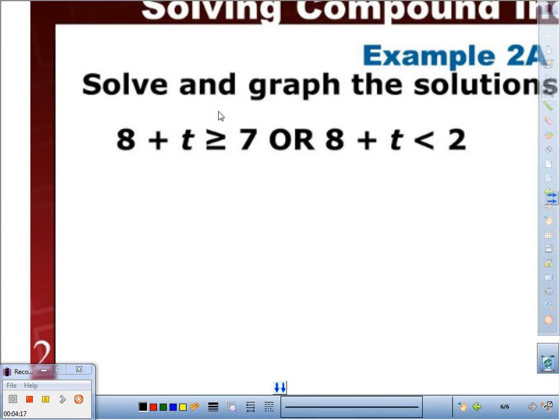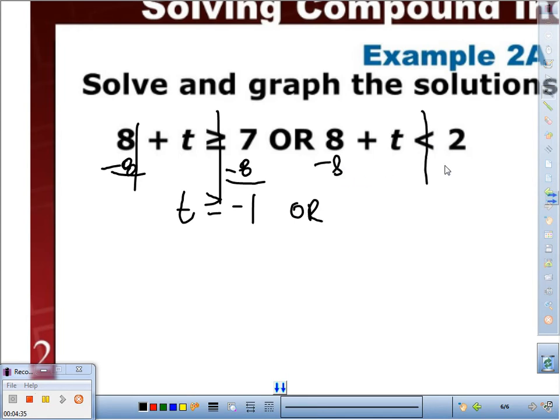So let me solve this. I would write my line down the inequality sign, subtract 8 from each side, and this becomes t is greater than or equal to -1. Or this one, minus 8 from each side, t is less than -6. Yes, any questions?